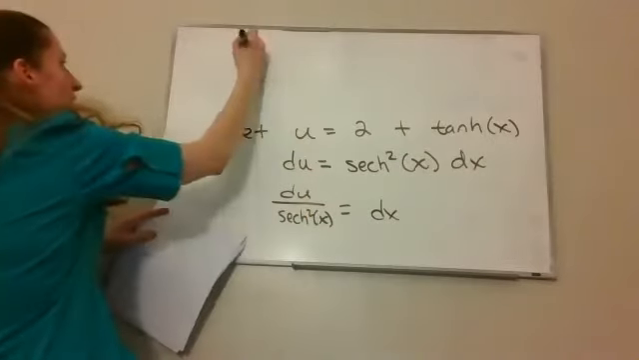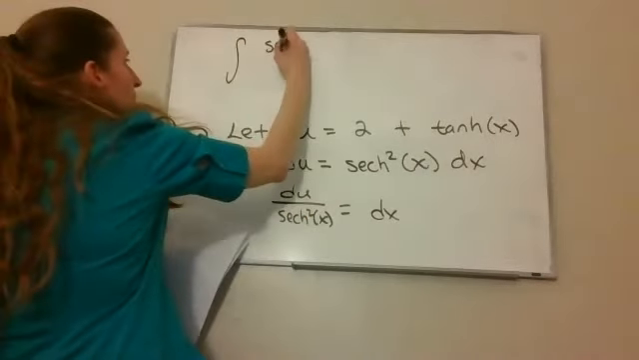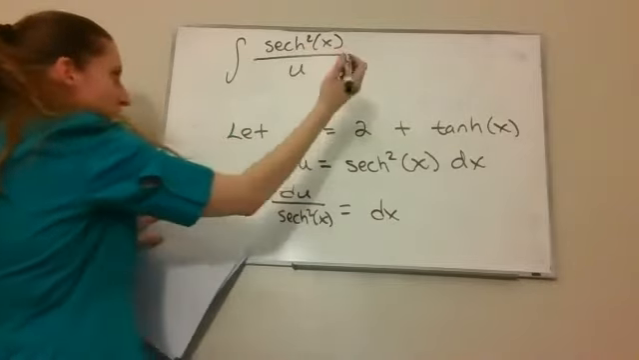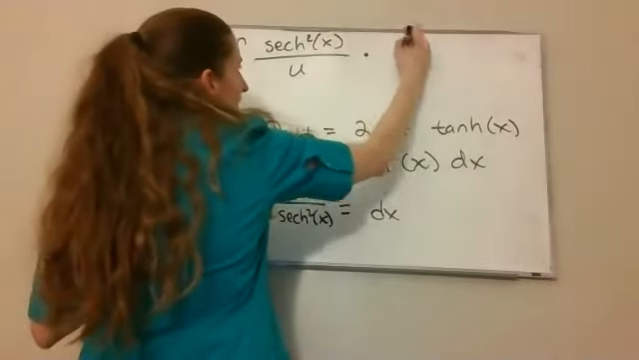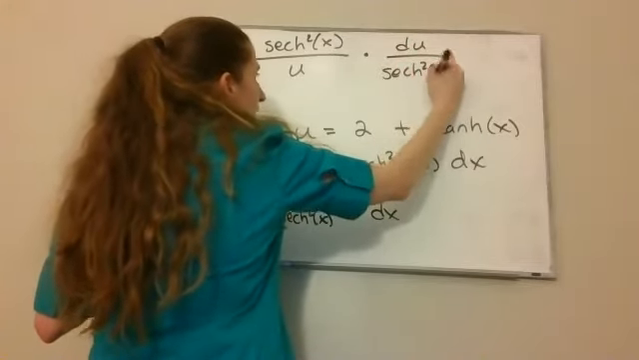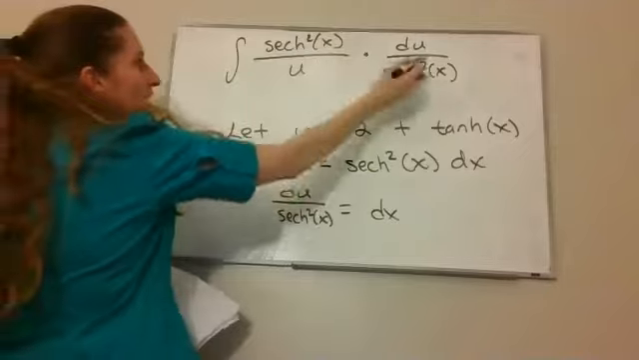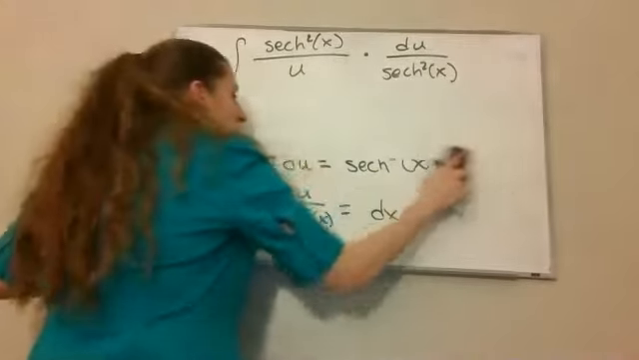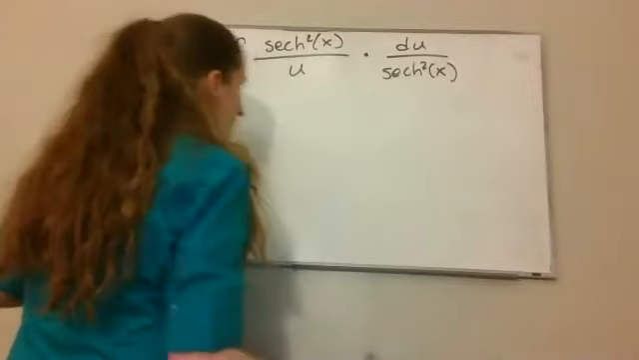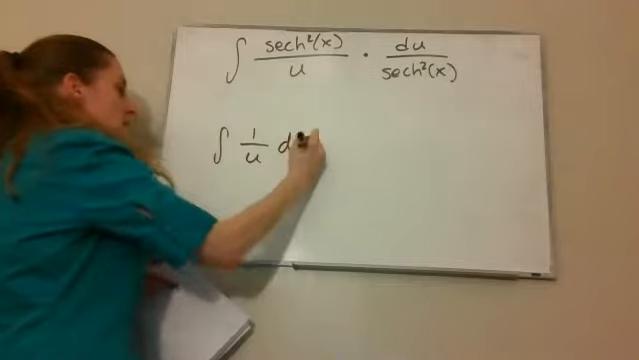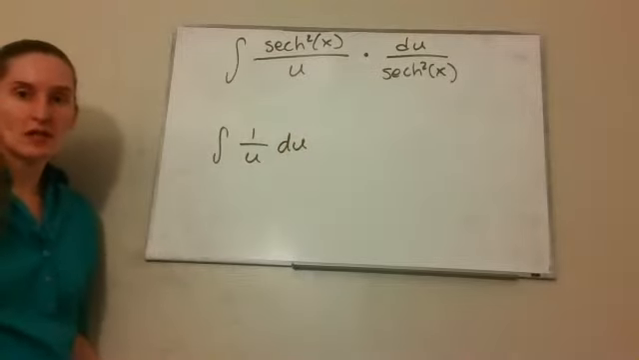So now if I plug that information into my problem, what we had was our integral of hyperbolic secant squared. We're saying the denominator is u, and my dx is du over hyperbolic secant squared. And notice that the hyperbolic secant squareds will cancel out, and now we'll have just an integral in terms of u. Integral of 1 over u du.